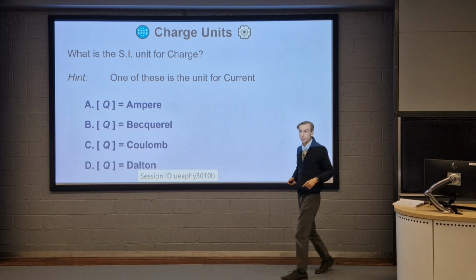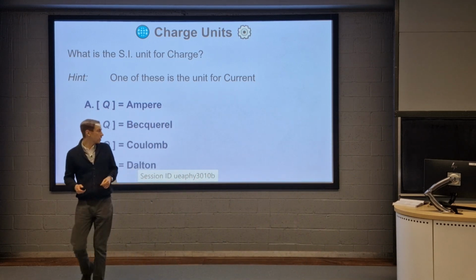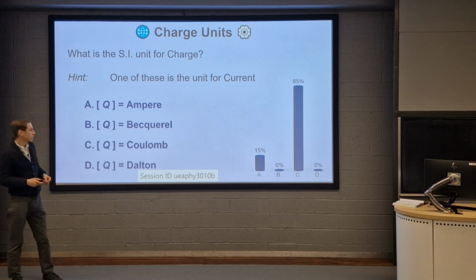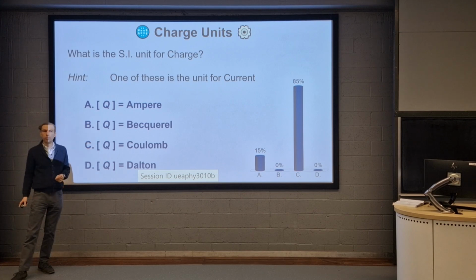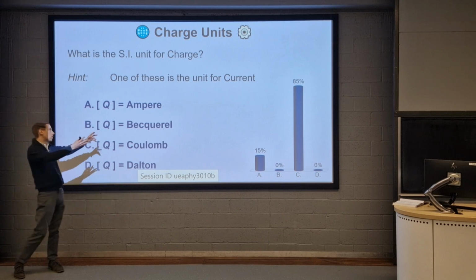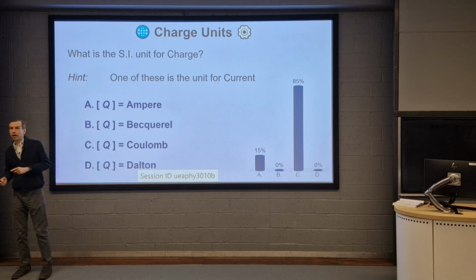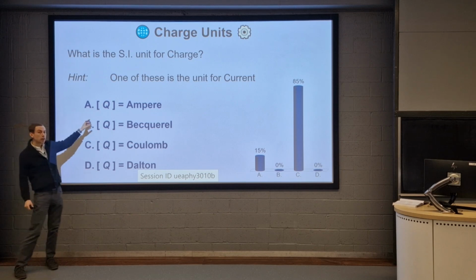All right, let's take a look at the responses. Let's see which of these is the SI unit for charge. Okay, so nobody's going for B and D. Some people thinking about A, some people going for option C. Now, I can see why people might be drawn to option A there, the ampere. Does anybody know what option A is the units of? Current, very good. So the amp, it's the unit for current.